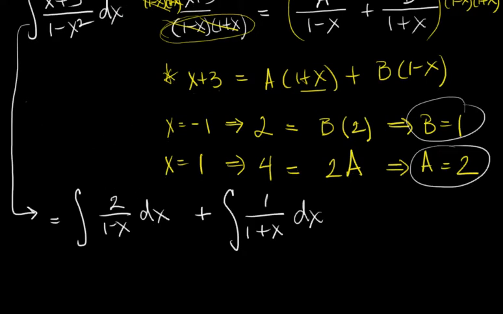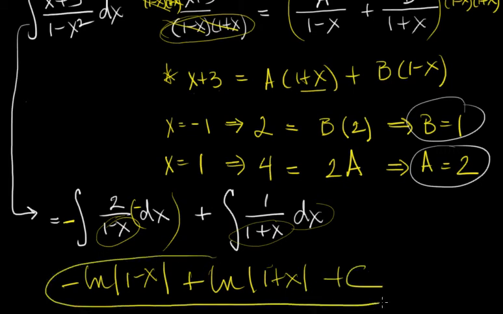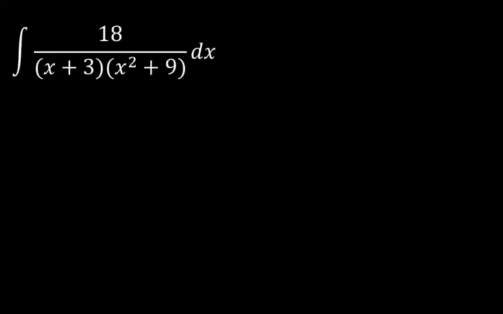And let's see, for the first one, if u is equal to 1 minus x, du is minus dx, and I need to adjust on the left with a minus. So I have minus 2 over u du, minus 2 times the natural log of 1 minus x in absolute value. And here, if u is 1 plus x, du is dx, so no adjustment needed. The natural log of the absolute value of 1 plus x plus a constant. So this turns out to look much the same, but again, we did it exactly the same way as we did the previous example.